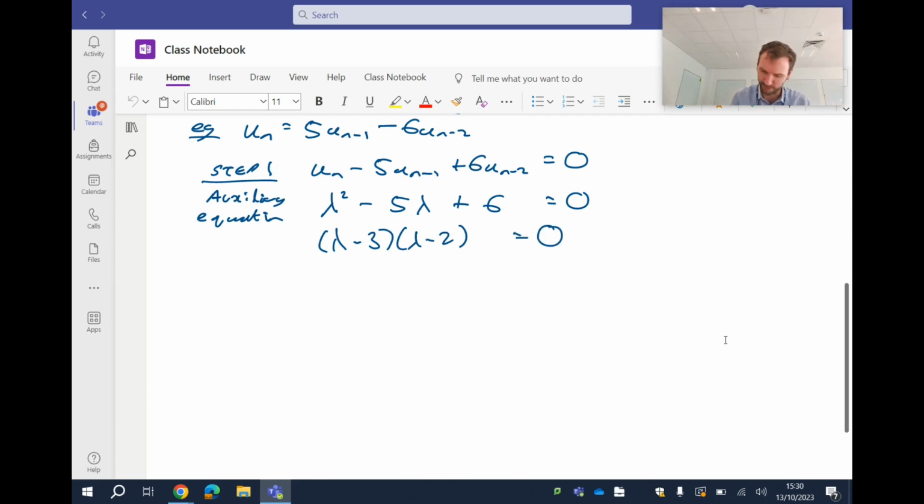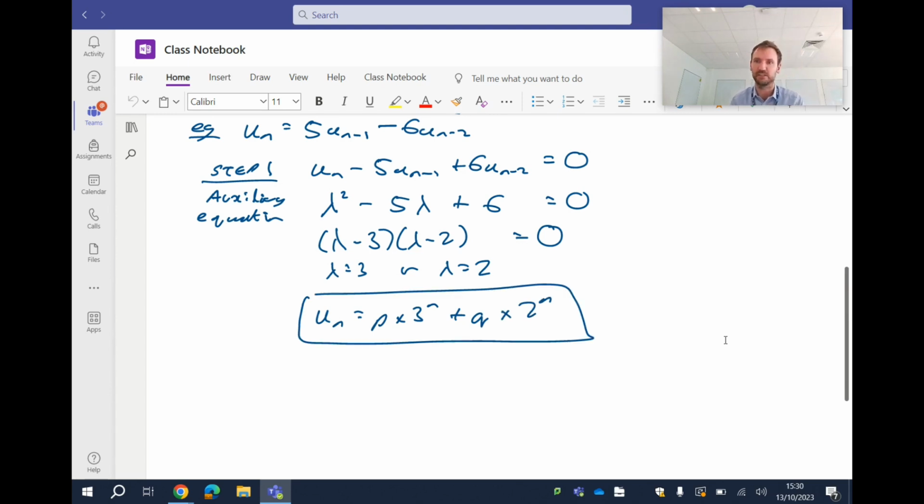Well, if we go through and factorize, then this is telling us that lambda equals 3 or lambda equals 2. So something times 3 to the n would work, something times 2 to the n would work, or more generally, our most general solution, something times 3 to the n plus something else times 2 to the n will work. That's going to be our general solution for a case like this.